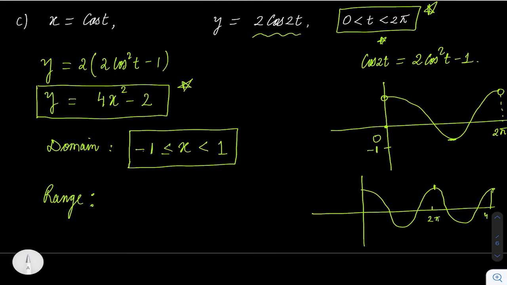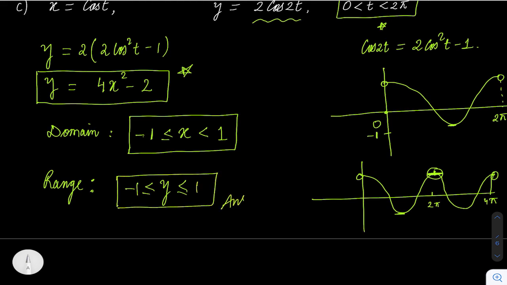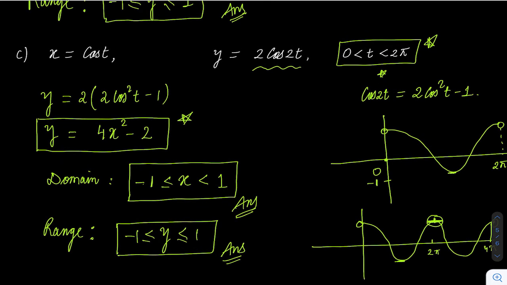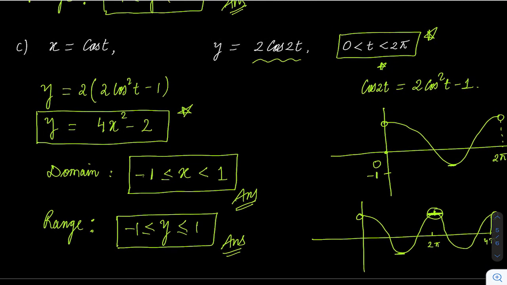Now, in this, what will happen is, this 0 is not included. This 4 pi is not included. But this 2 pi value is included. It means 1 is included and minus 1 is included. So my range will be from minus 1 to 1, and this time both minus 1 and 1 are included. I hope you are understanding these very small things. These small things carry 1 mark. If you use a closed interval where it is not closed, you might lose 1 mark. So just be careful in this.